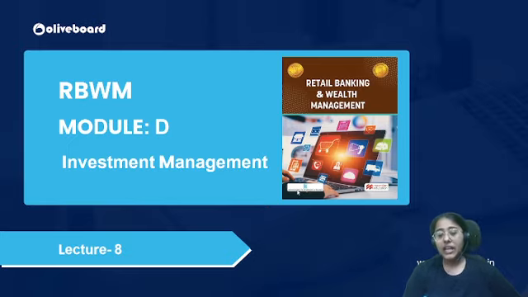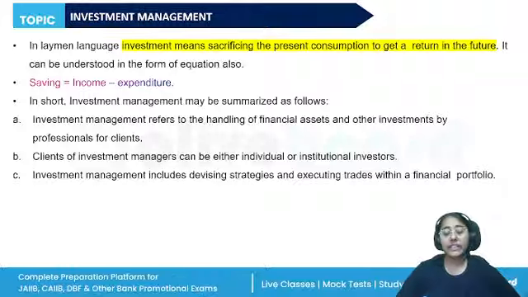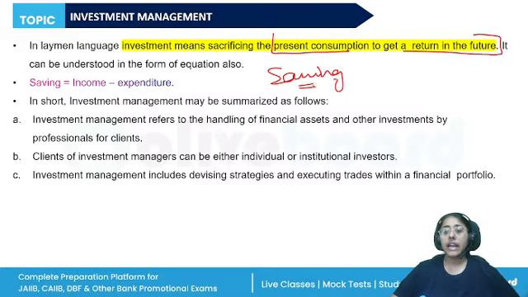So let us start with what is investment management? Investment is an activity where we invest the money that we have saved. Investment means sacrificing the present consumption to get a return in the future. So we are using our savings in a manner that will generate returns for us in the future. Saving is income minus expenditure, part of our income that we do not spend on consumption presently. We are saving for the future.